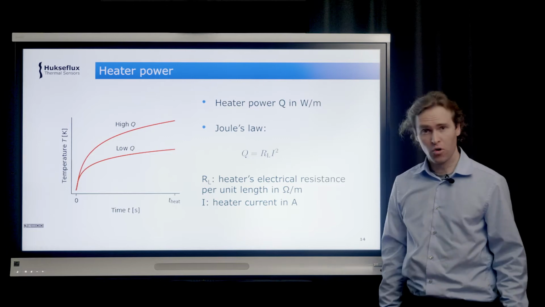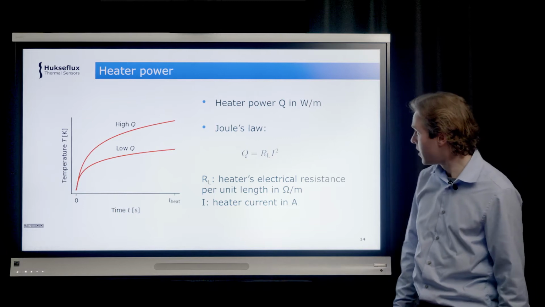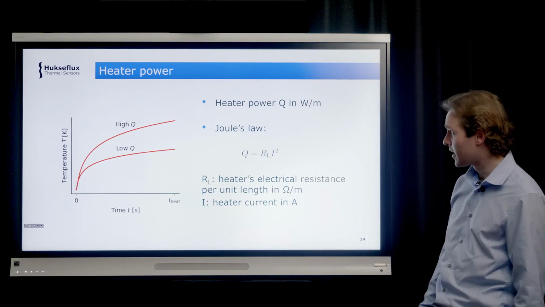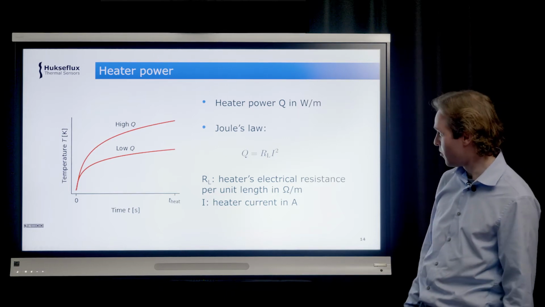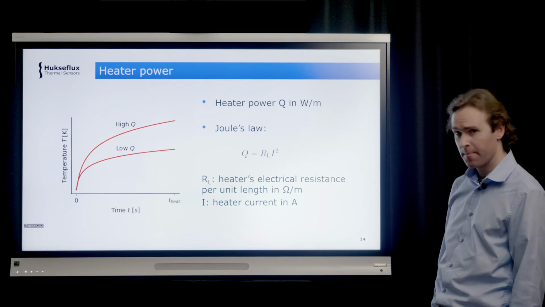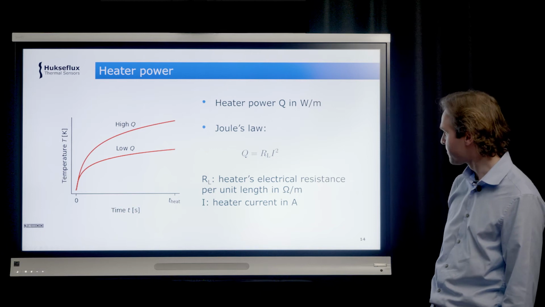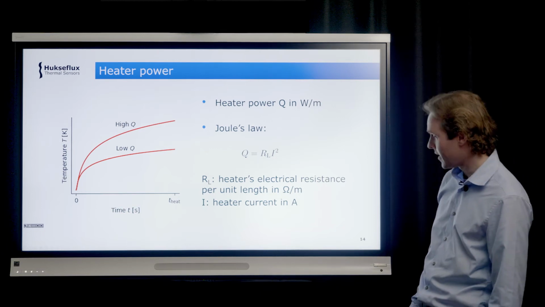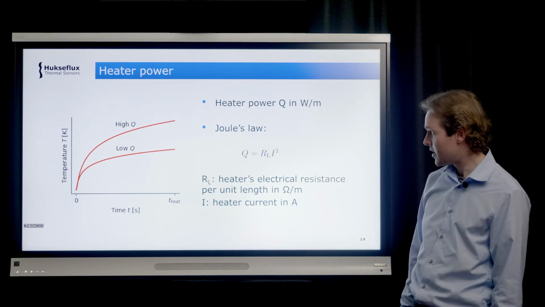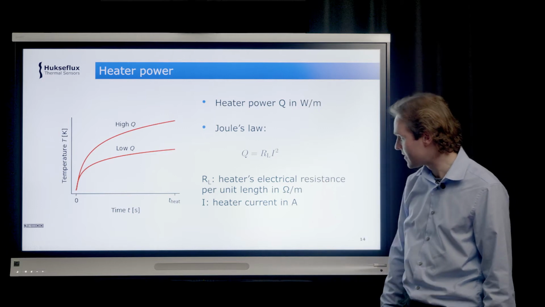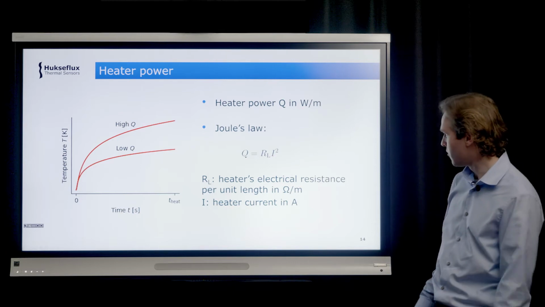Okay. Thermal conductivity is not the only thing that influences the temperature increase. The other thing that influences the temperature increase is the heater power. So obviously, if you heat more, then the temperature will rise more quickly. The heater power that is generated by the probe can be accurately measured using Joule's law. The idea is that you measure the heater current, the heater resistance is known, and that allows you to calculate the heater power in watts per meter, so per unit length of the probe.